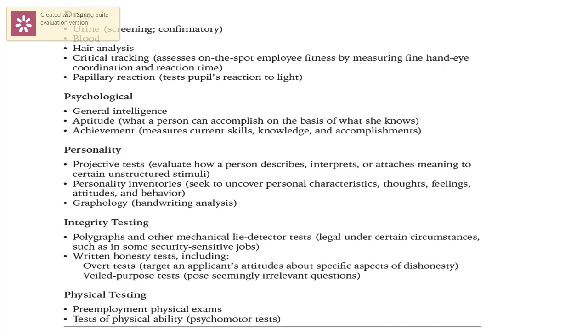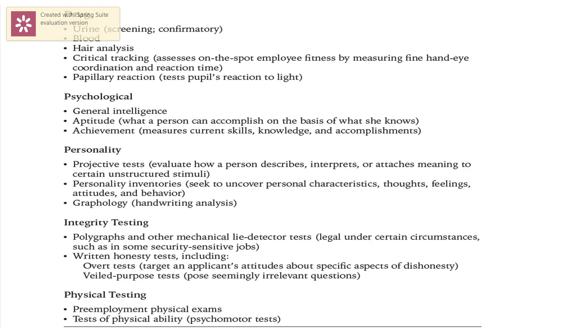The second type of test we have already discussed in the previous slides is the psychological test. So I'm skipping it. Personality tests are already discussed in the previous slides. Along with that, we have discussed the integrity tests, polygraphic tests, and the written honesty tests. Physical testing, yes, this is a new one which we have not discussed in the previous slide.